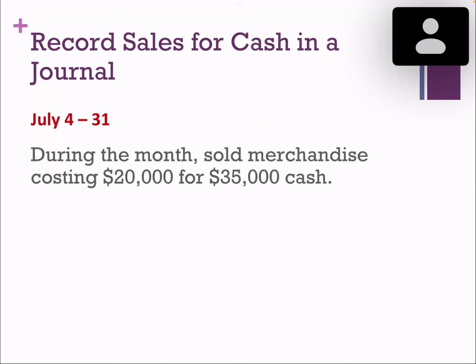So this one's a little tricky because there's going to be two journal entries here. Okay, and honestly, you won't have questions like this on this test. It's a future chapter, but I guess I have it here. So we'll go over it. Okay, so we have sales. So we sold merchandise. The merchandise cost us $20,000. We sold it for $35,000.